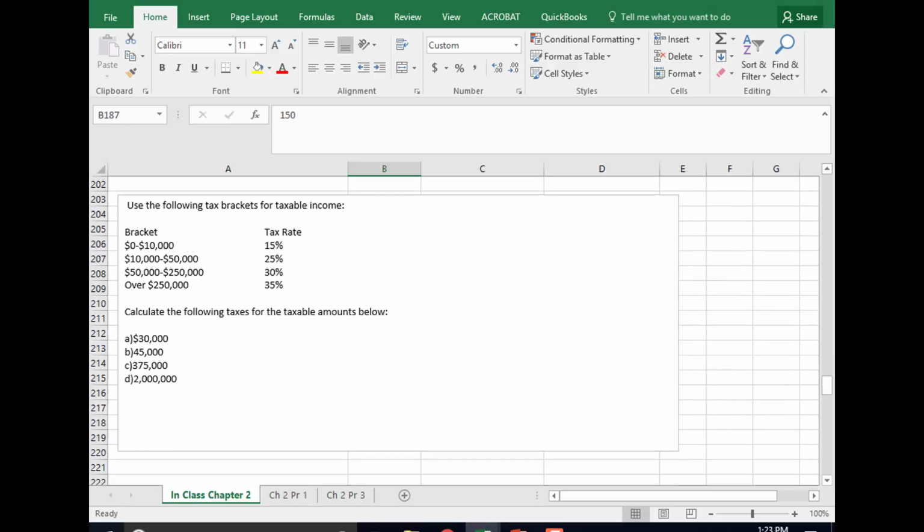Okay, the last problem here is figuring out the tax of these various amounts. Oh, I'm stalling out. Hold on a second.